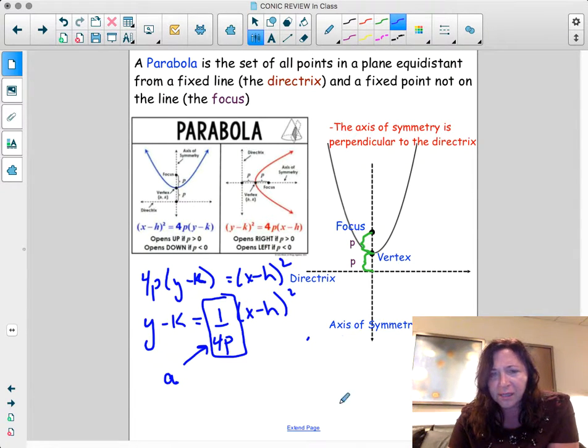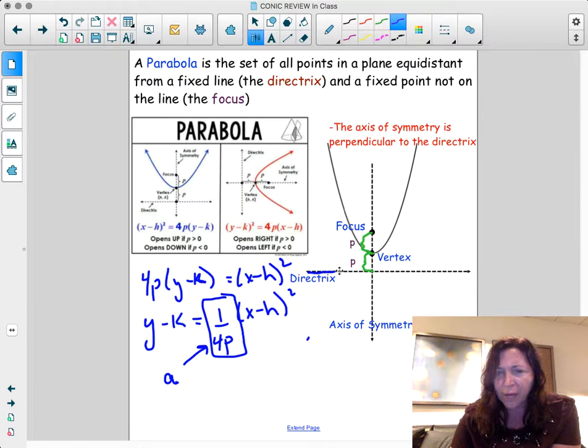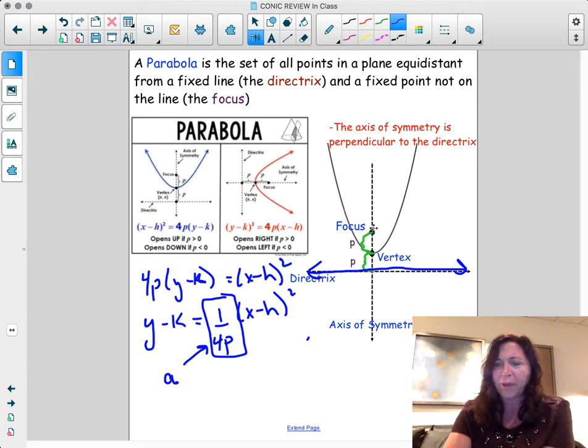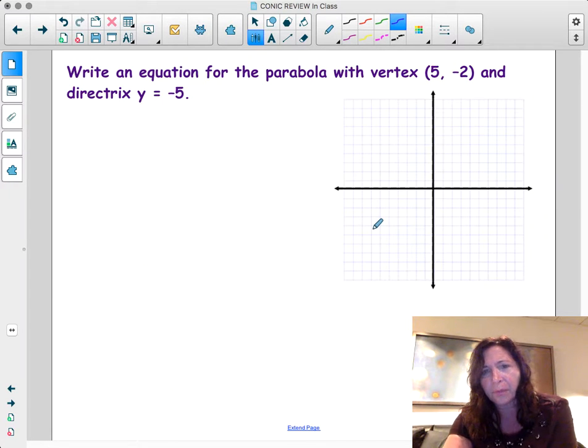With parabolas, the distance from the vertex to the focus, we call that p. And also the vertex to the directrix, which is right here, that distance is p. So those are the same distance, so that helps when we're trying to find that equation. So let's get to some examples.